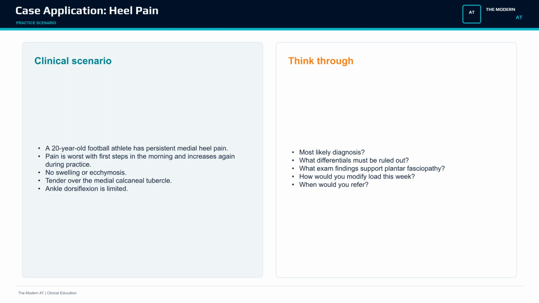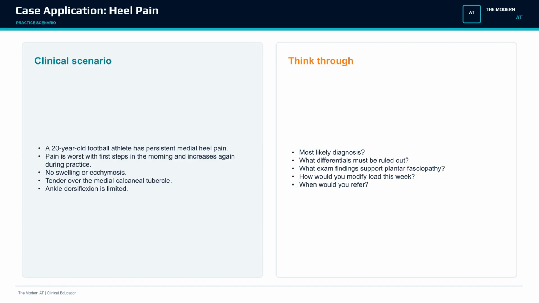Let's apply this to a heel pain case. A 20-year-old football athlete has persistent medial heel pain. Pain is worst with first steps in the morning and increases again during practice. There is no swelling or ecchymosis. Tenderness is over the medial calcaneal tubercle, and ankle dorsiflexion is limited. This pattern strongly supports plantar fasciopathy because the location, first step pain, and loading response all fit.